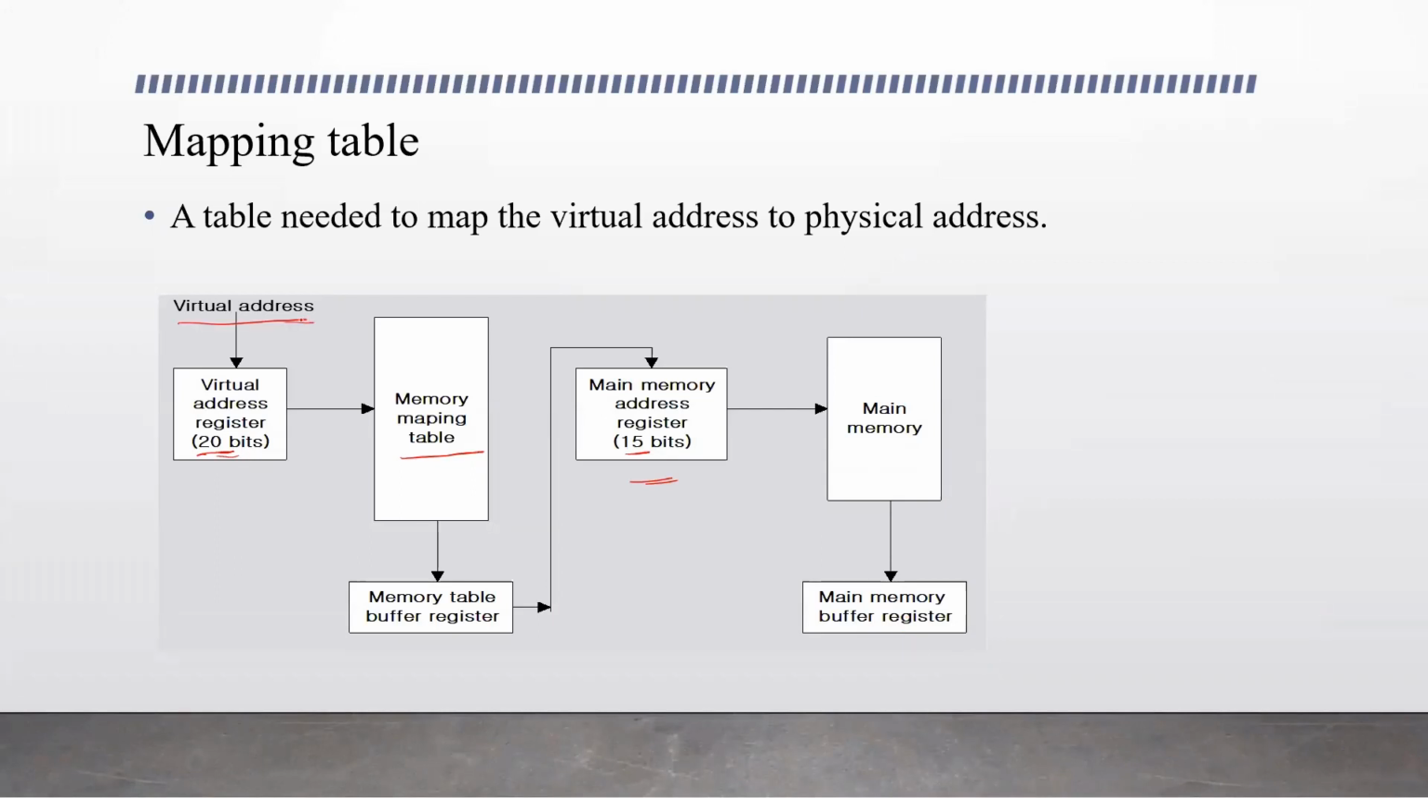In the virtual memory system, the address generated by the CPU is a virtual address. In this case, it is 20 bits. So this needs to be converted to the actual physical address, that is the main memory address of 15 bits. For that, we have the mapping table. This converts the virtual address to the physical address. And this physical address is used to locate the required content in memory. That is stored temporarily in this buffer register and then later transferred to the CPU for processing.